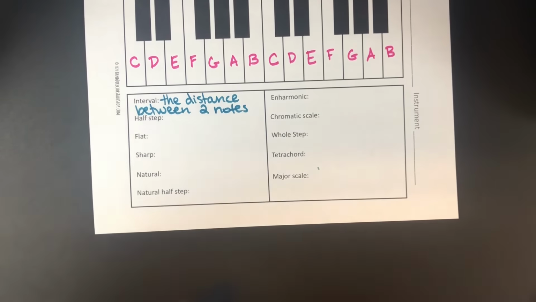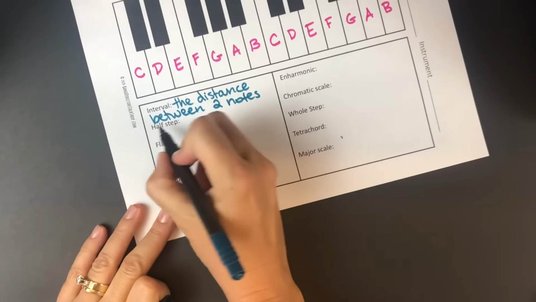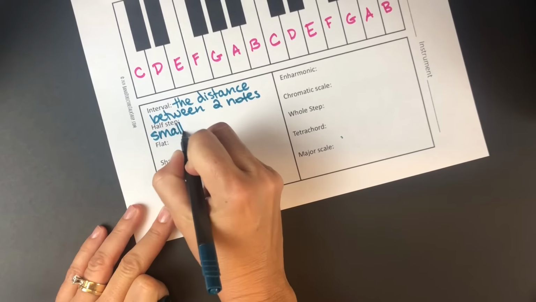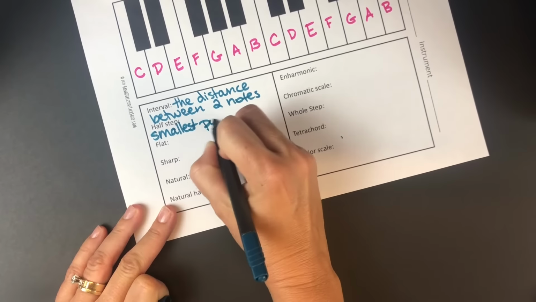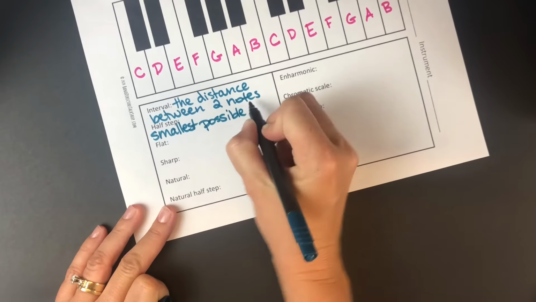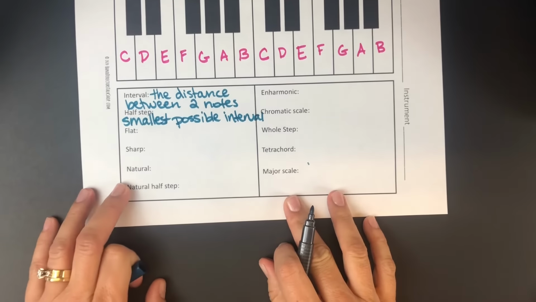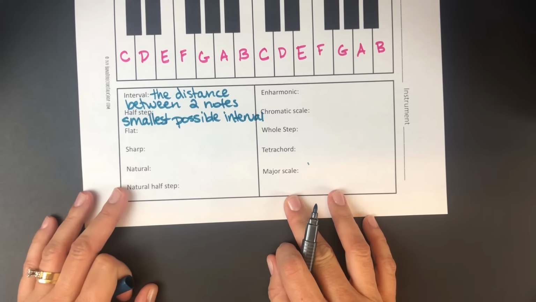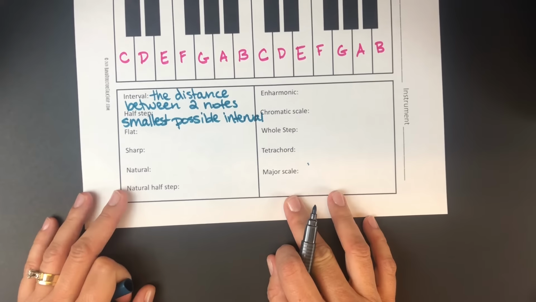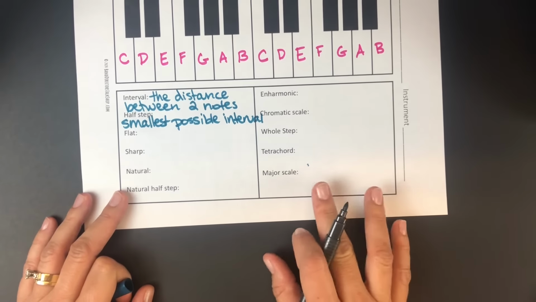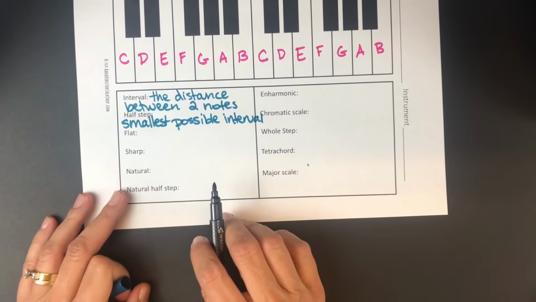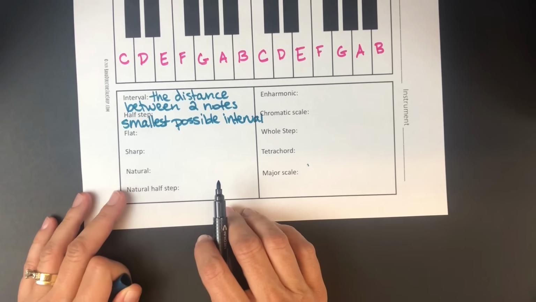Okay, so the next definition is half step. A half step is the smallest possible interval. The smallest possible interval. Okay, now I'm not going to write this down because I don't consider this part of the definition, but I also sometimes will say 2 touching notes.